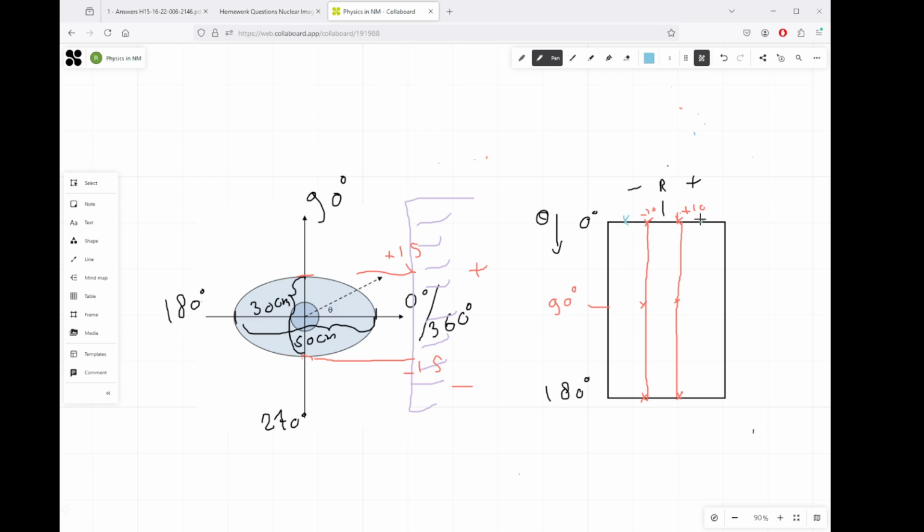15, 15. So we have minus 15 and plus 15 over here. Again, we'll put the detector now at 90 degrees. So what do you think now? What will be the length of R now for this projection?